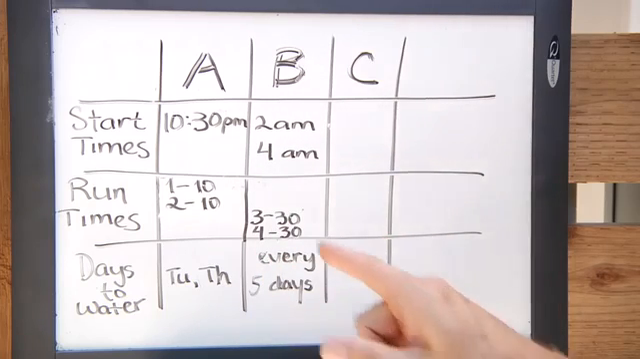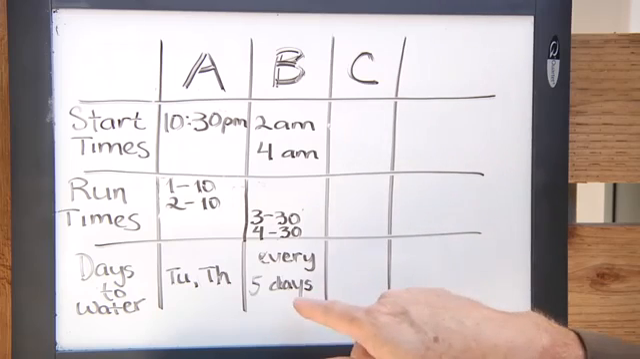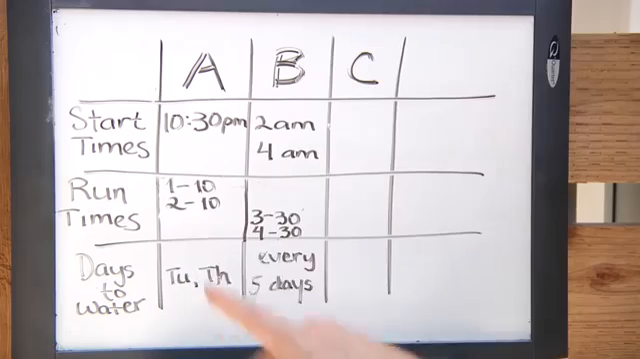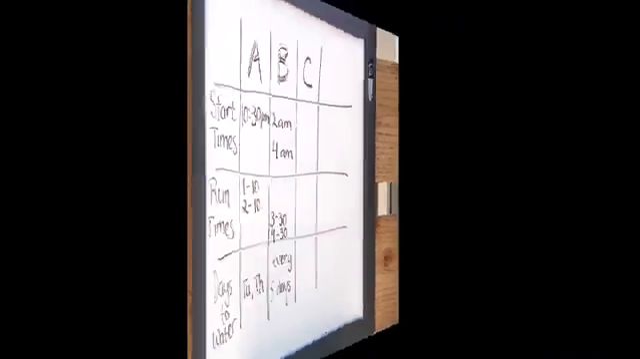Reason being, stations 3 and 4 have a different watering day requirement. We've got every 5 days listed for the fruit trees on stations 3 and 4. Stations 1 and 2 is the grass zone, and they only water on Tuesday and Thursday. So because they have different day requirements than stations 3 and 4 every 5 days, we're going to split them over different programs.